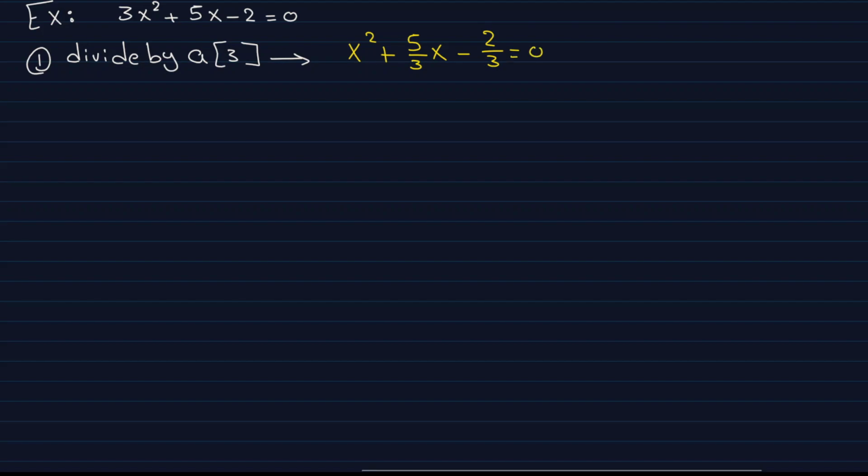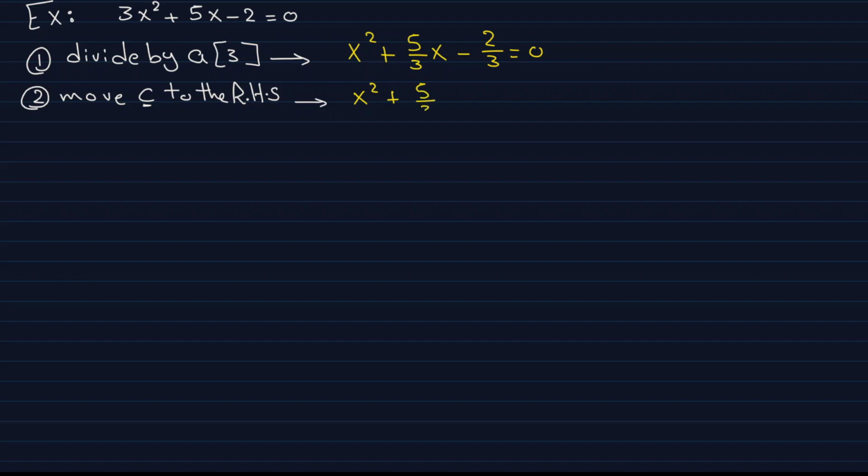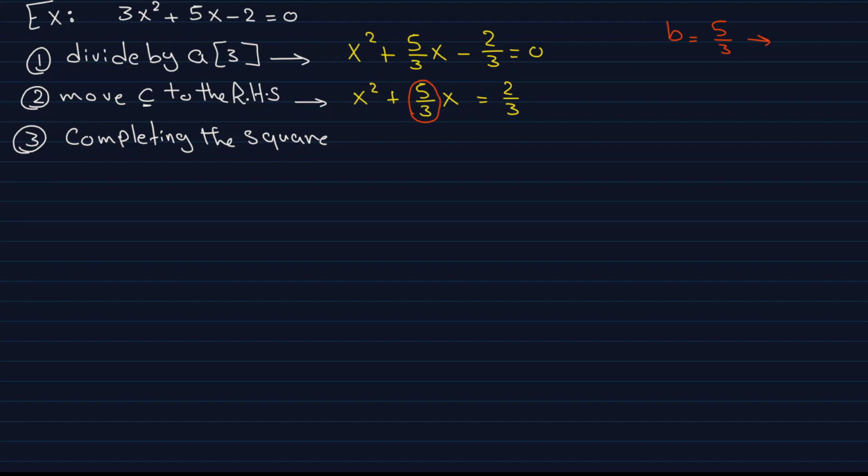Our next step, move the constant to the right hand side of the equation. Then the equation now will become x^2 + (5/3)x = 2/3. Next, completing the square. We also gonna do it in 3 steps. Let's define first our b. Our b is 5/3. Then I'm gonna divide this by 2. So 5/3 divided by 2, which is 5/3 times 1/2, will be equal to 5/6.